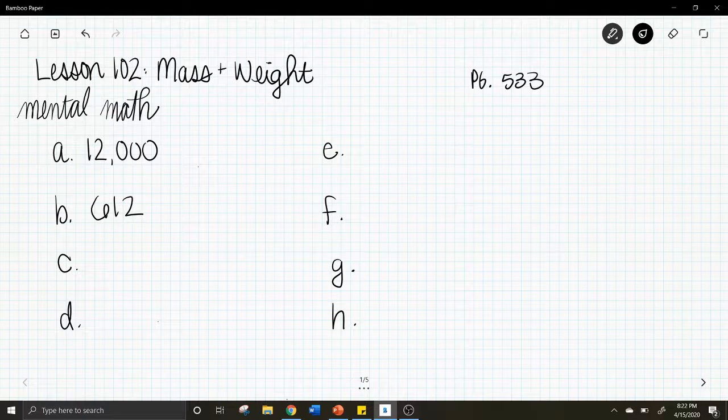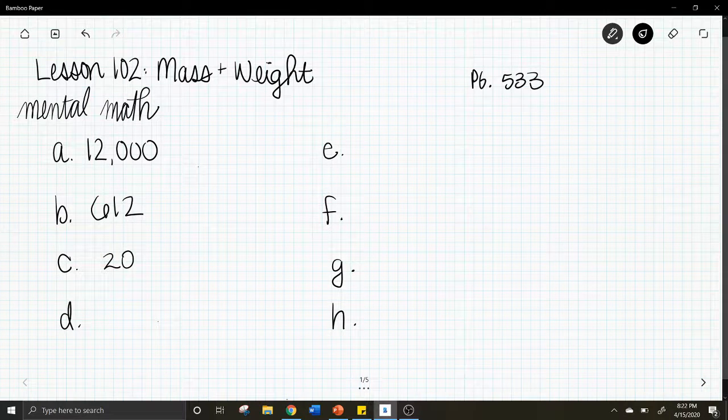Letter C, 50% of 40. What is 50% of 40? The answer is 20. Letter D, $100 minus $47.50. What is $100 minus $47.50? The answer is $52.50.